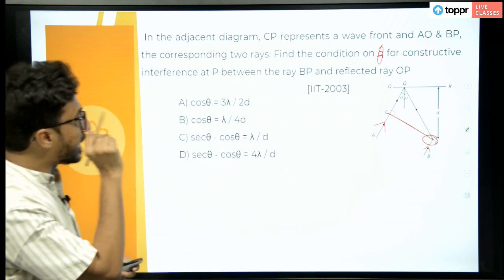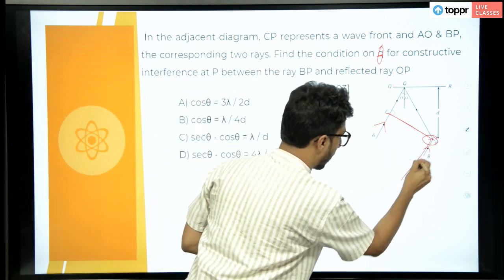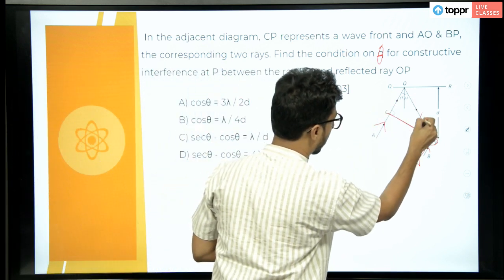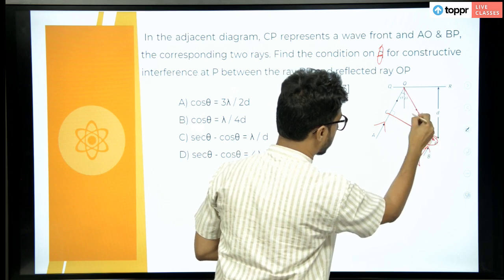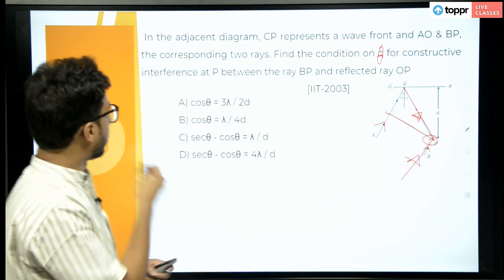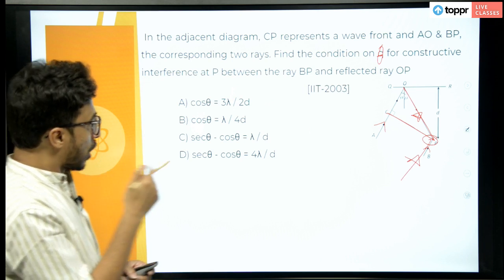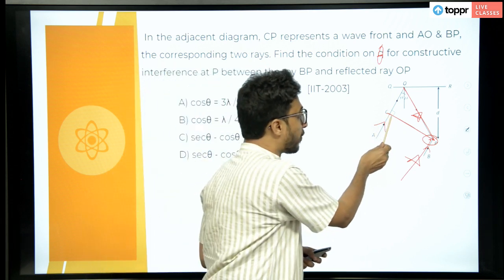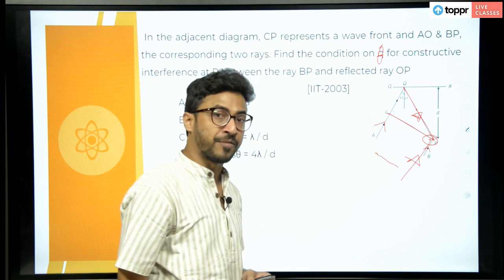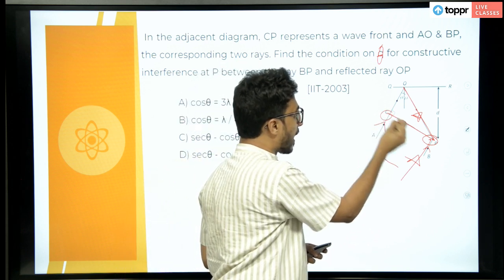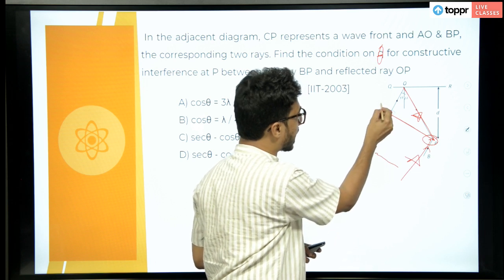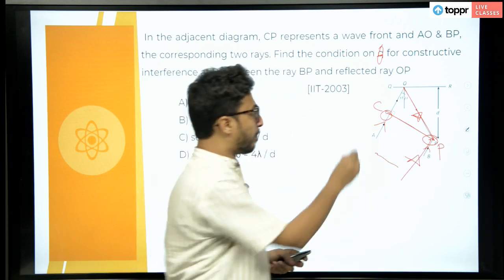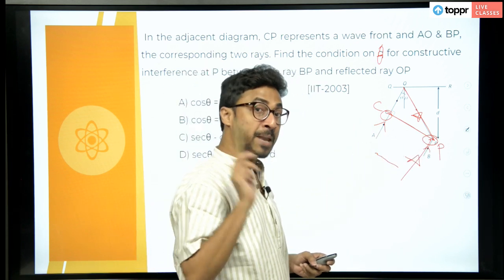Between the ray BP, which is this ray, and the reflected ray OP, which is this ray. So BP and OP. Let us try to find out. As it is a wavefront, all the points are at the same phase. So you can think of these two points, C and P, as two sources. They are coherent sources because they have the same phase.